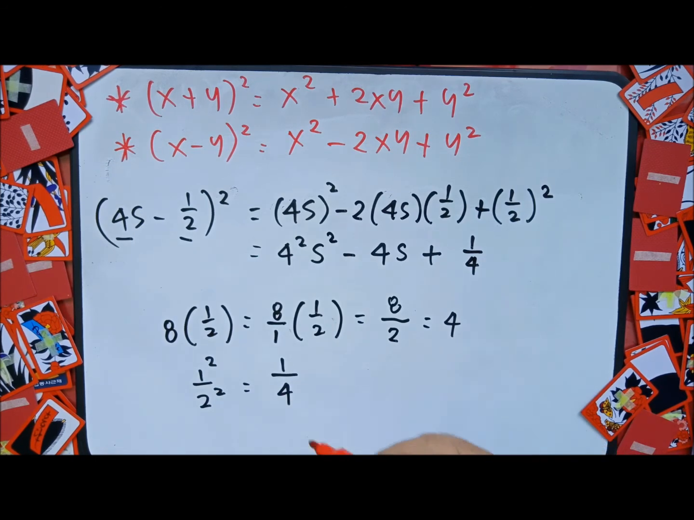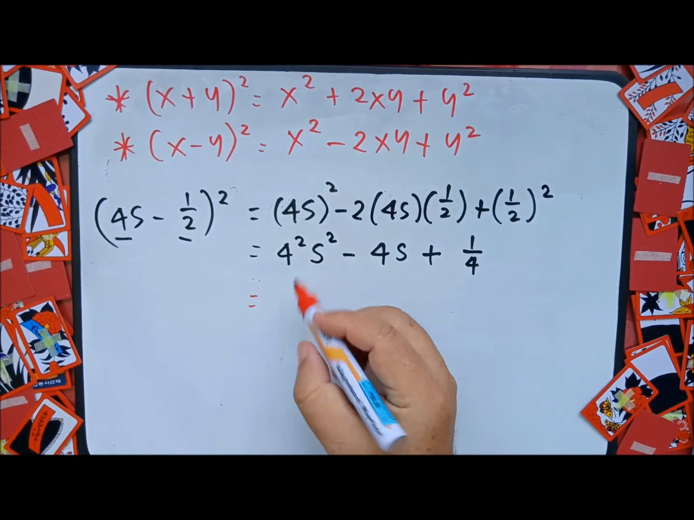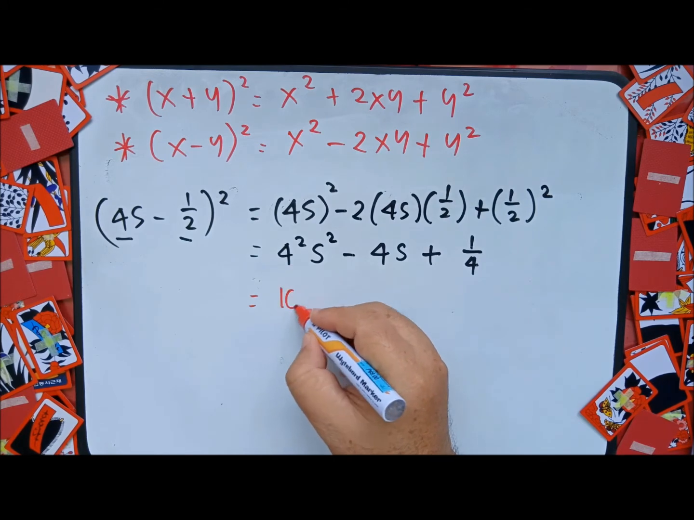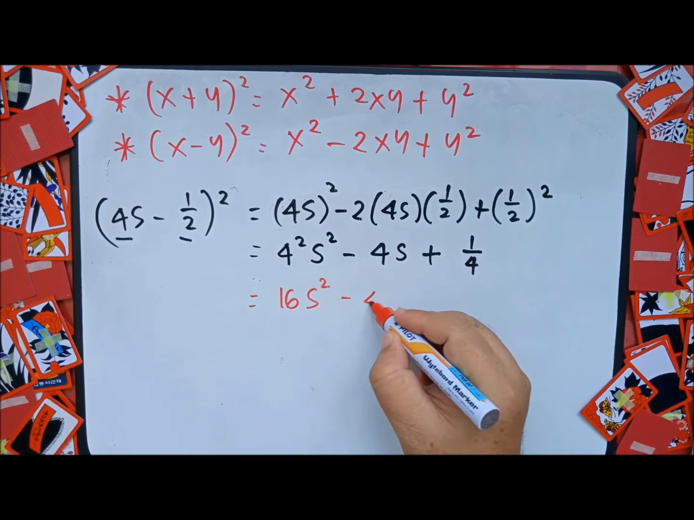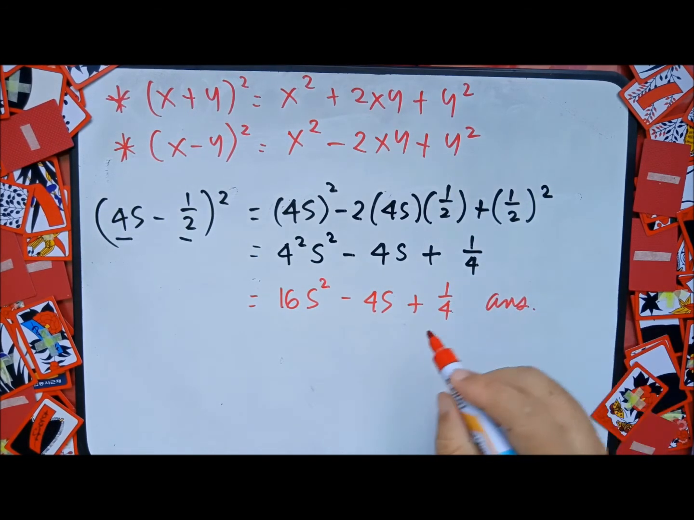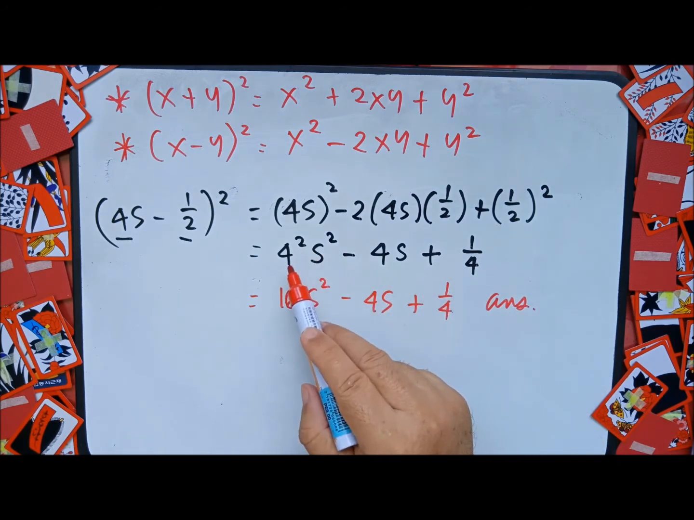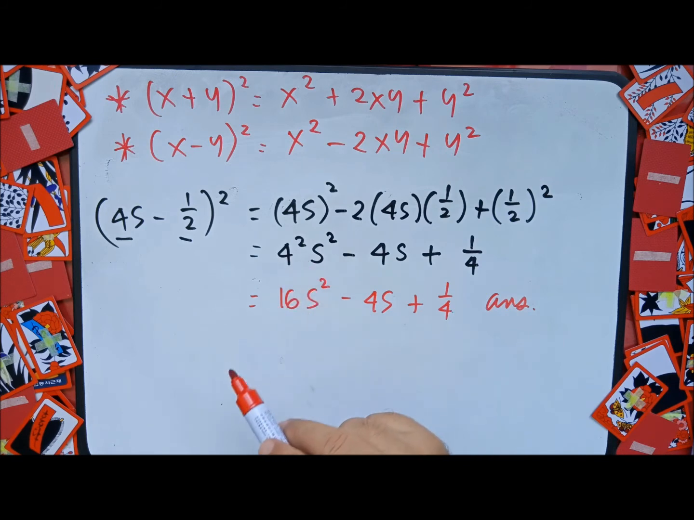Okay, so this will be your... No, this is not the final answer. You have to simplify first. Questions about this? Okay, 4 squared is 4 times 4, 16. So 16s squared minus 4s plus 1/4. This will be your final answer. You have to simplify first because 4 squared is not yet the final answer. Question? Okay, next.